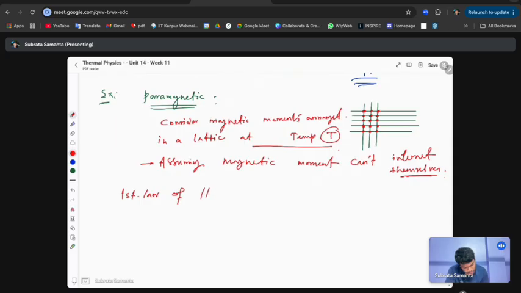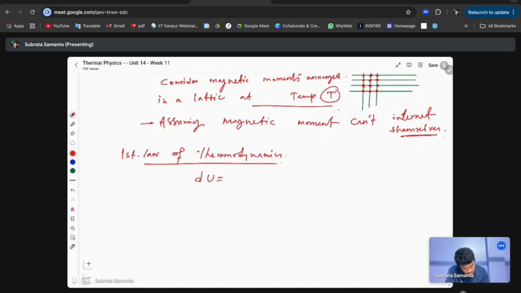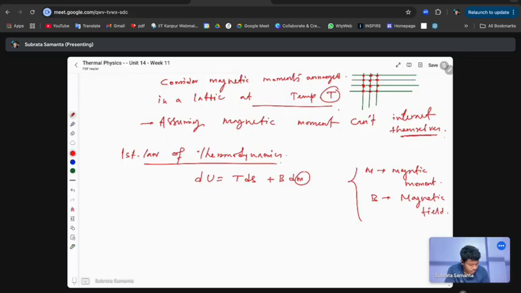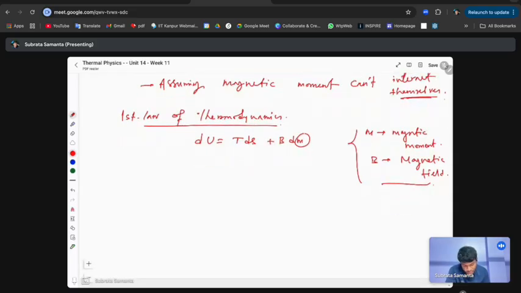Then the first law of thermodynamics for these magnetic systems is dU equals TdS plus BdM. B is the magnetic field and M is the magnetization, the magnetic moment. Then you can first define the Helmholtz free energy F.